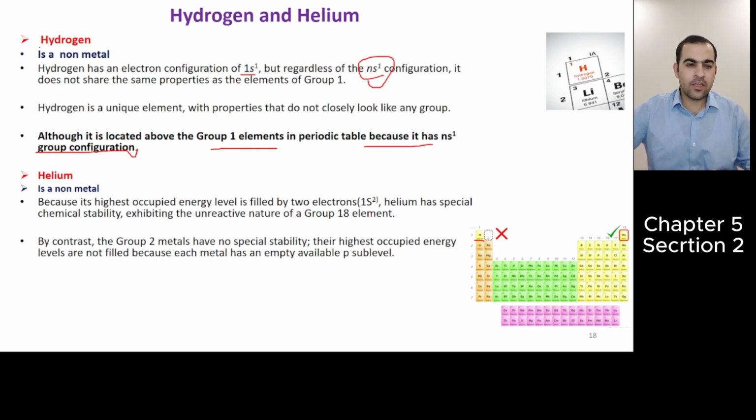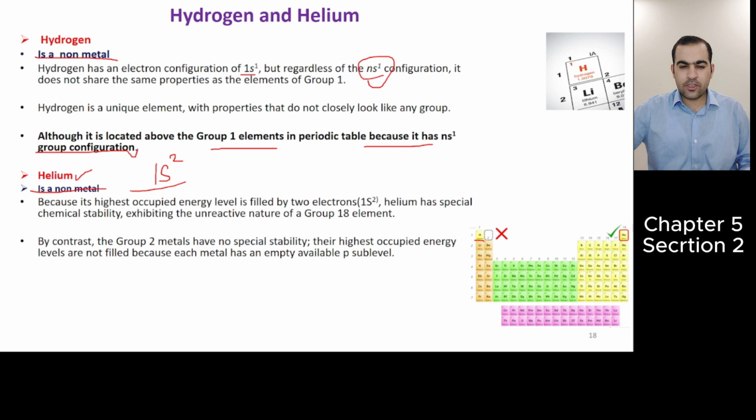But actually hydrogen is a non-metal, it's not a metal. And why have we not placed it on the right side with the non-metals? Because its properties are not like other non-metals either. Then we have helium. Helium is a non-metal. Its electron configuration is 1s2.